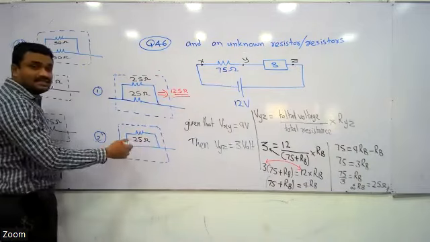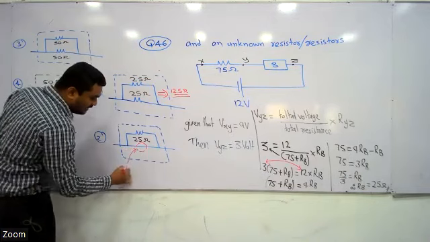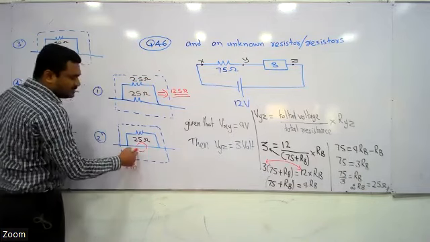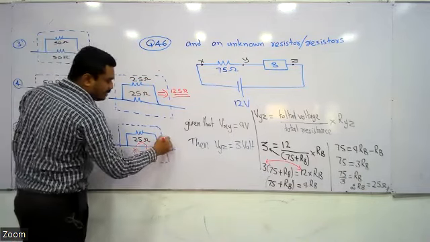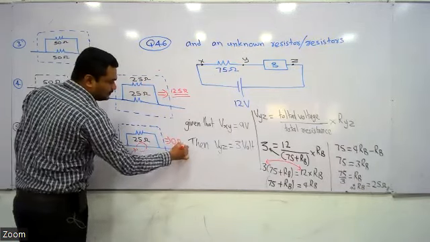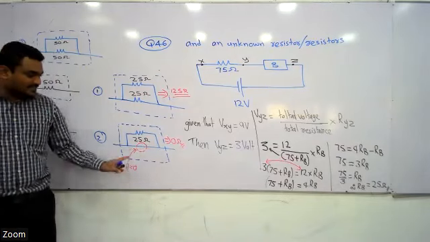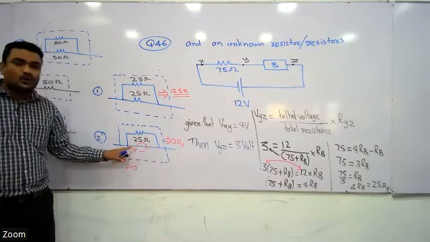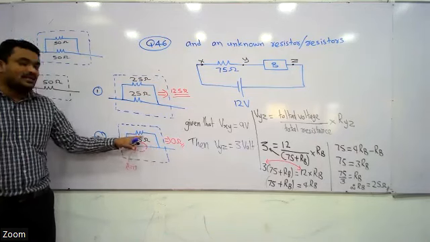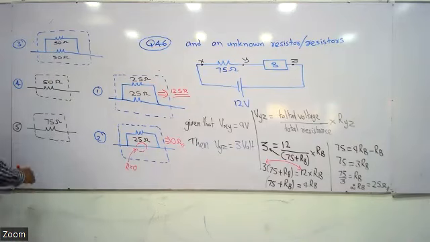What is the equivalent resistance here? 0, because this is a wire. Resistance of a wire is 0. 0 parallel with anything is 0. Most of the students don't see this wire. Resistance of a wire is 0 ohm. 0 ohm parallel with 25 ohm is 0. This is 50. This is 75. 1, 2, 4, 5 are incorrect.